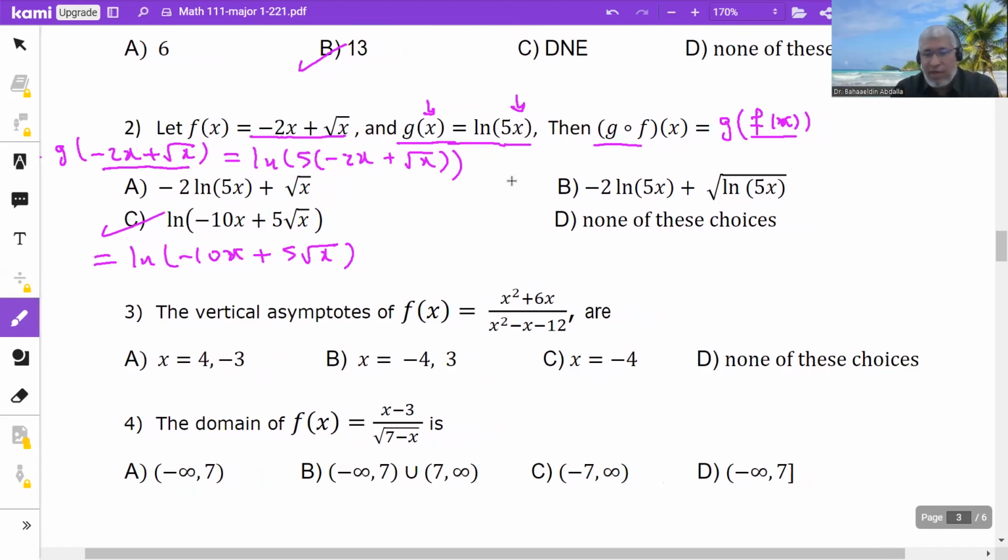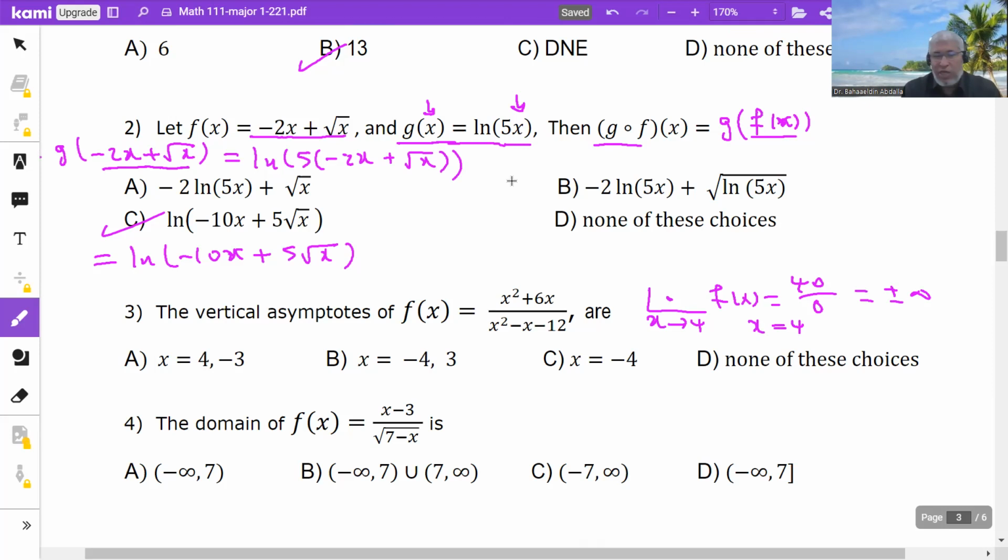What are the vertical asymptotes of this function? By the definition of a vertical asymptote, the limit when x approaches the number has to be infinity or negative infinity. So you can check, and it should be a over 0. For example, check the limit when x approaches 4 for this function f of x. What would happen? Replace by 4: 16 plus 24, that's 40. Here, 16 minus 4 is 12, minus 12 is 0. You have 40 over 0, so it's plus or negative infinity. So x equals 4 is a vertical asymptote.